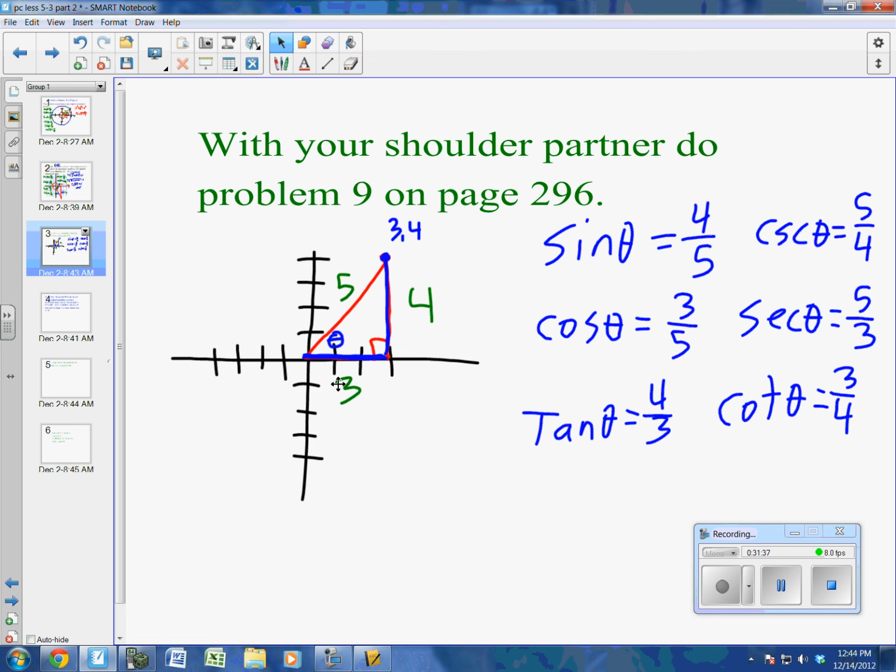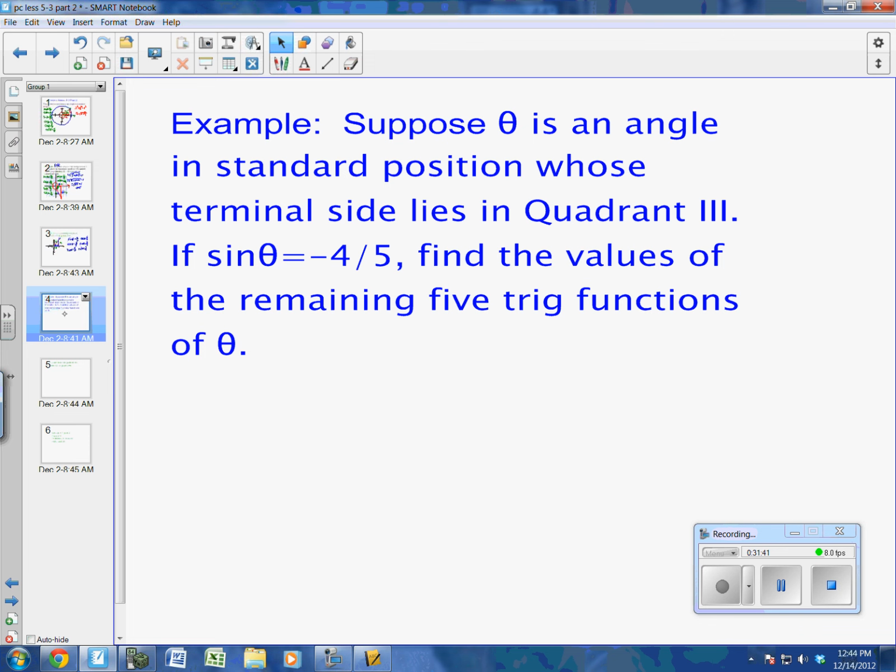Okay, everybody understand how to do those? Okay. Now, here's the other kind of problem you need to know how to do. This is the last thing I need to teach you how to do. Suppose theta is an angle in standard position whose terminal side lies in quadrant 3. Where's quadrant 3? You need to draw a picture of this, you guys. It just will make a big difference.